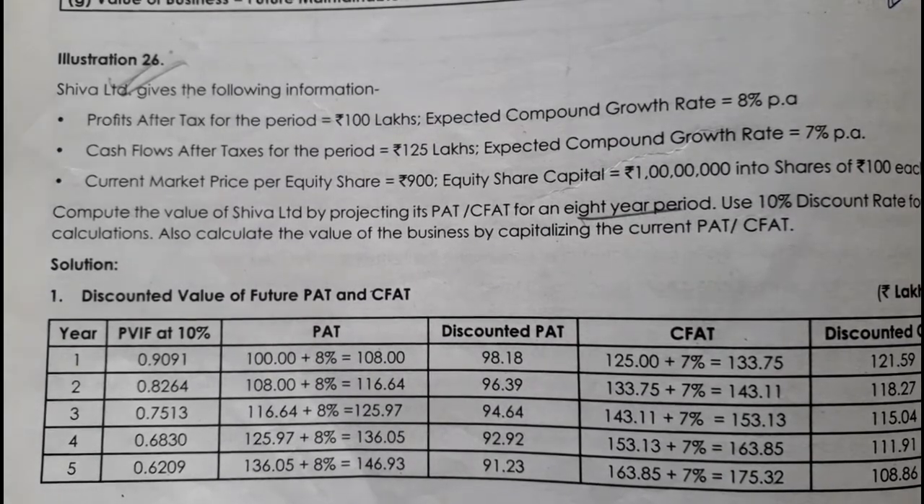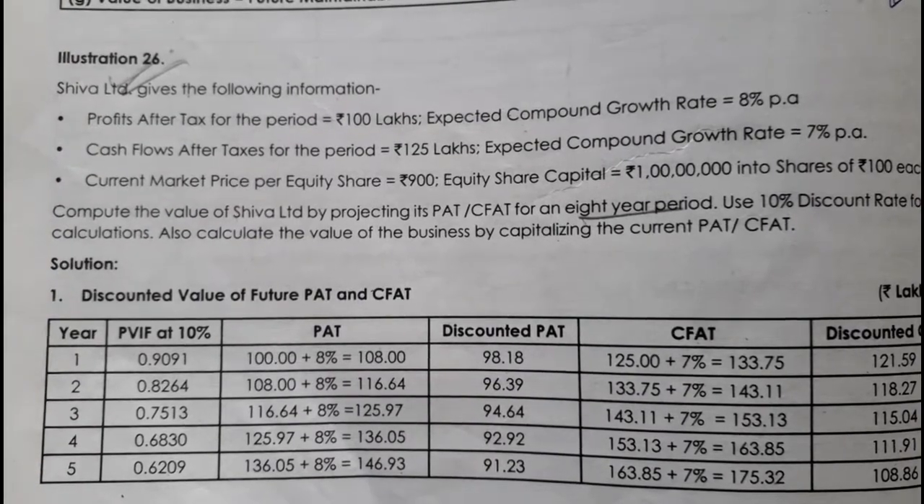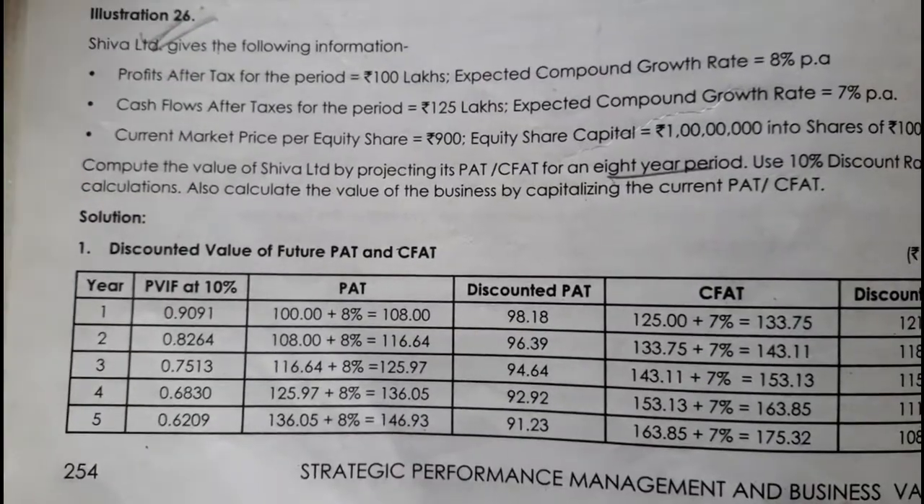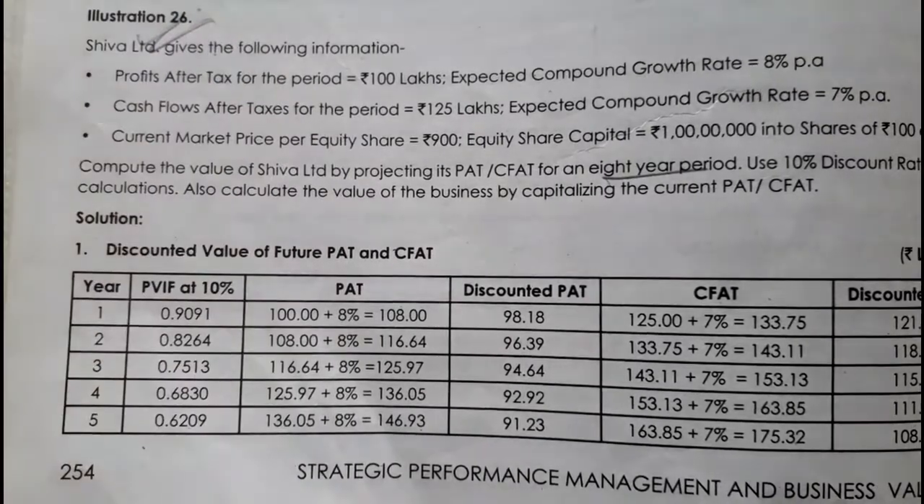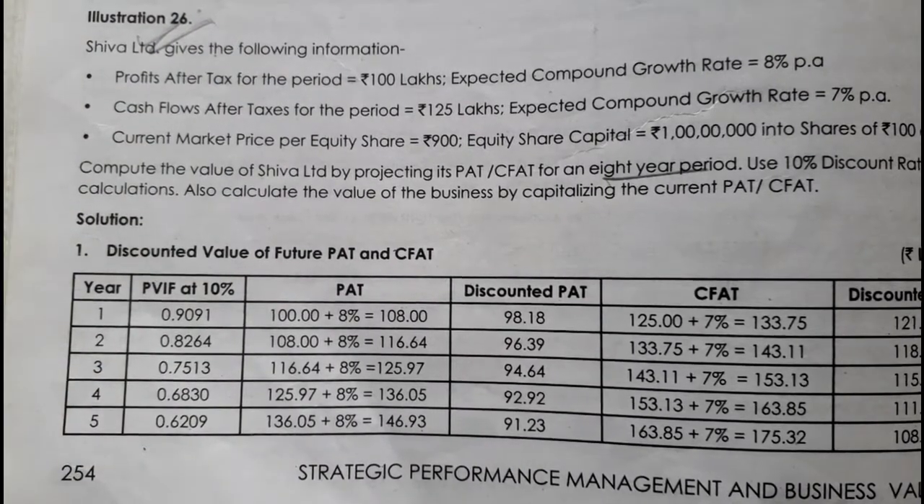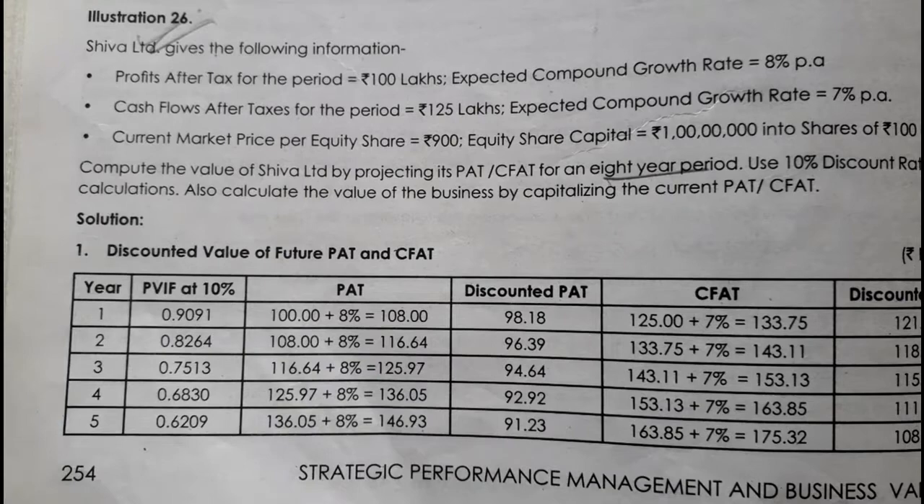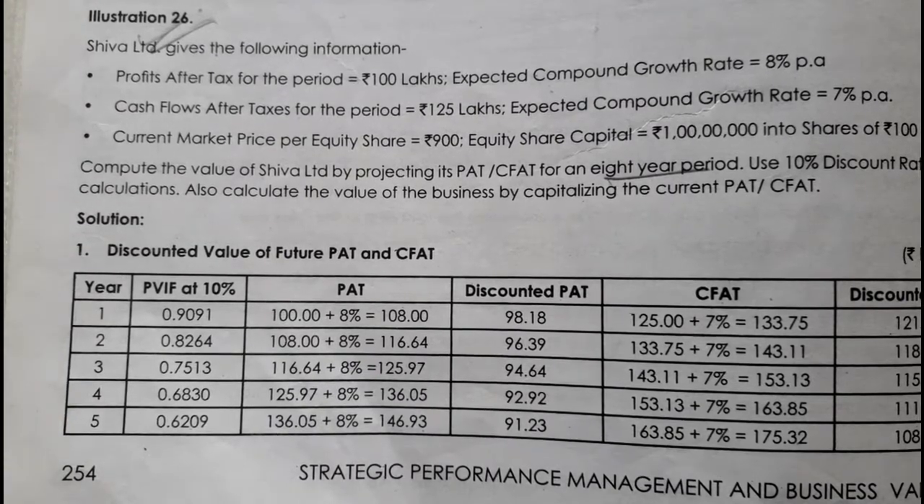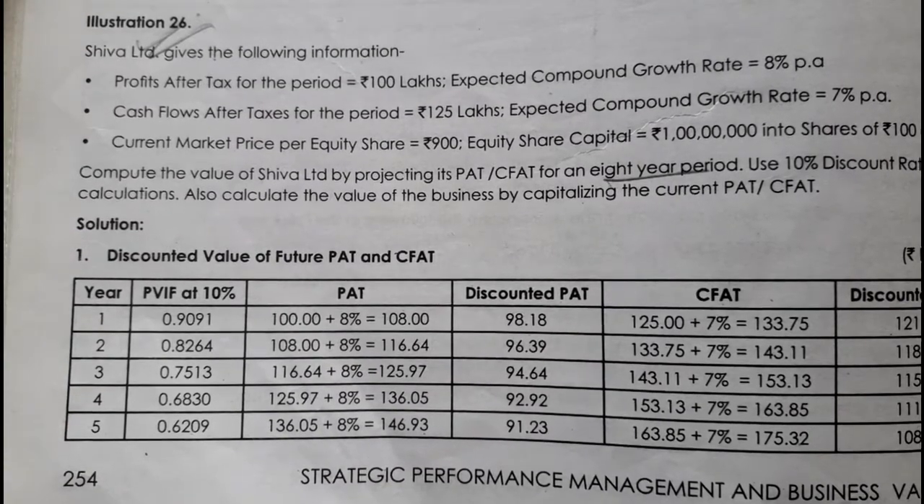Now Shiva Limited gives the following information. I'm on page number 254. Profit after tax has been provided as 100 lakhs and its growth rate is compounded, that is 8% per annum. Now cash flows after taxes are also provided.